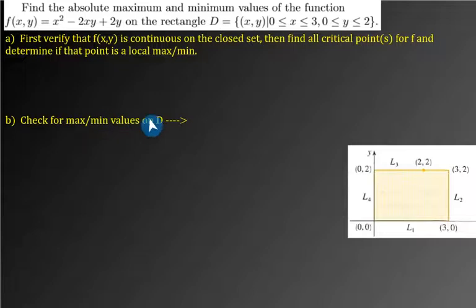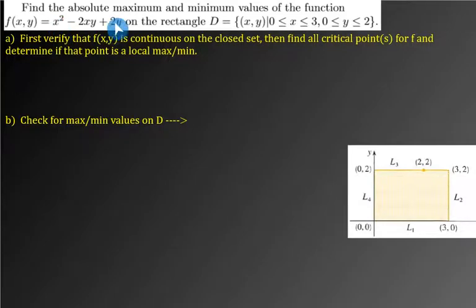Then we'll check for max min values on what they're calling D is the boundary. So basically checking on the edge of the disk. So again, you have to think of the surface being mapped above this, and maybe when it gets mapped above this, there attains a max or min value, local or absolute, honestly, on the edge of this thing.